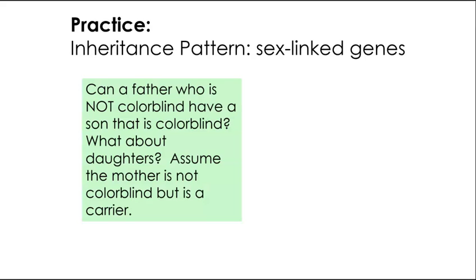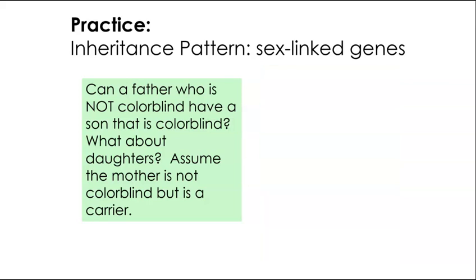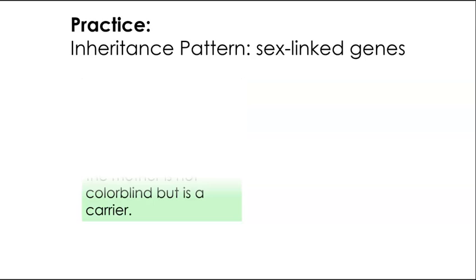So let's erase this. In the next problem, could a couple where the man is colorblind and the mother is a carrier ever have both daughters and sons that are colorblind? What is the chance for both males and females? So let's go back. Let's go to a blank slate.